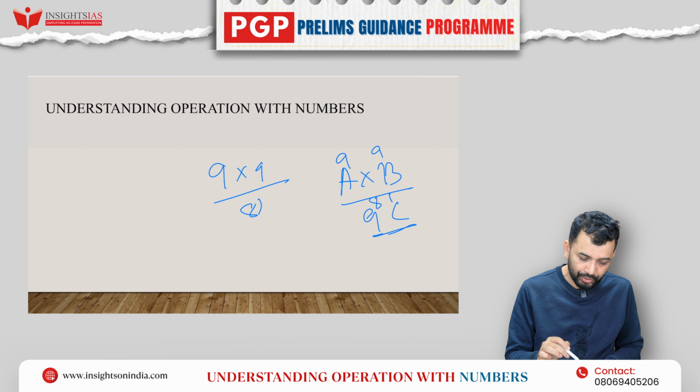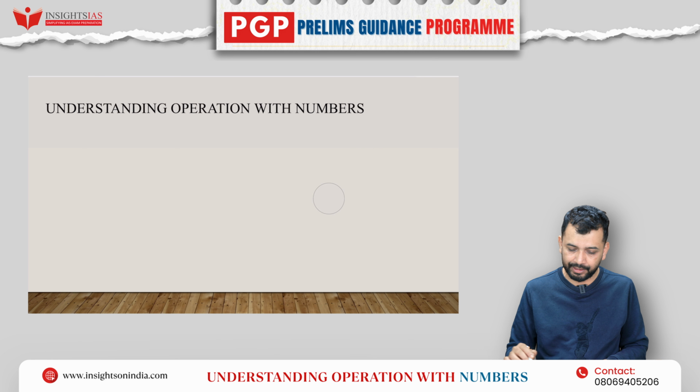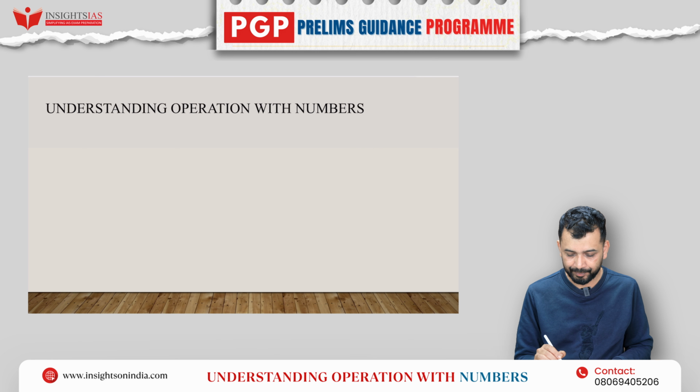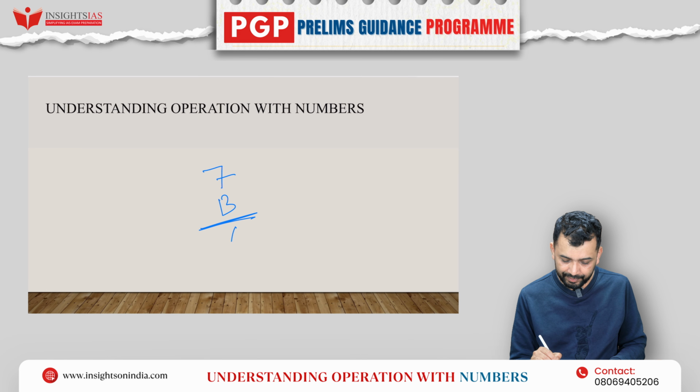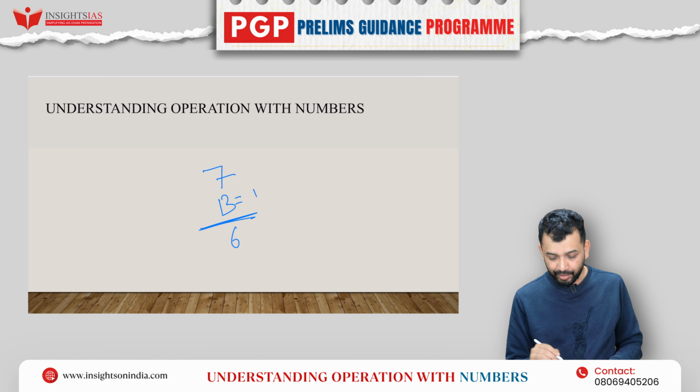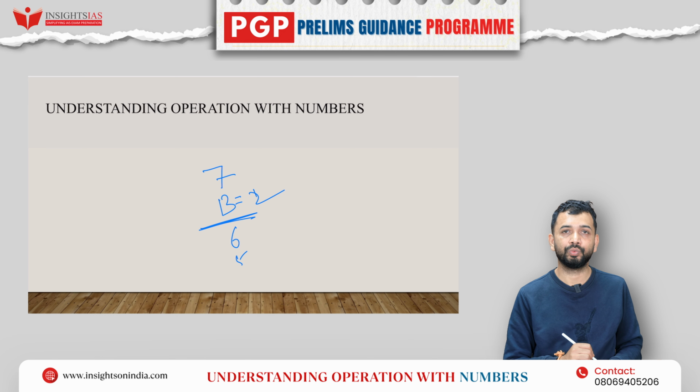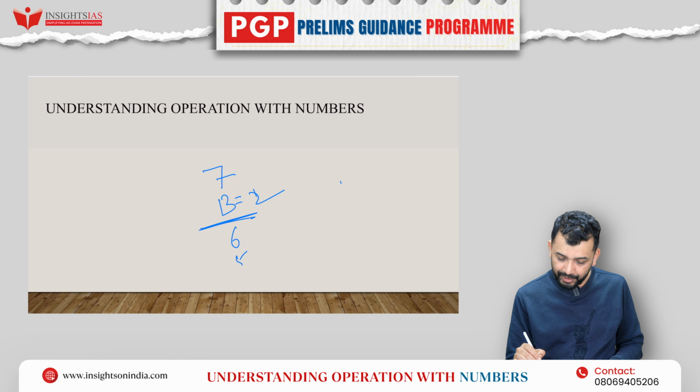Right. So then in subtraction, let's say there is 7 and you are subtracting a certain number B, and the answer you are getting ends up with, let's say, 6. Then what is the meaning of it? B is 1, right? Or if it is 5, B is 2. That means that B will be less than 7.